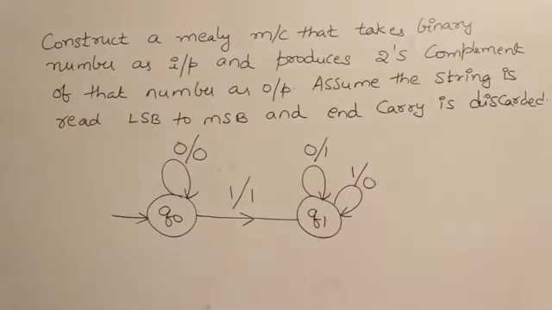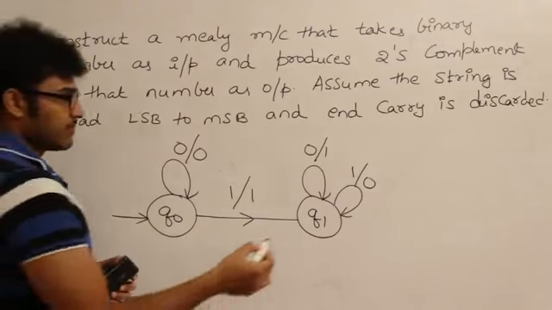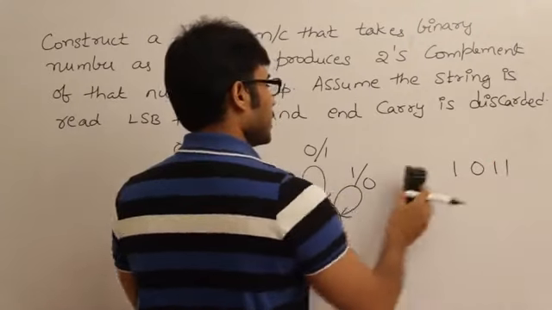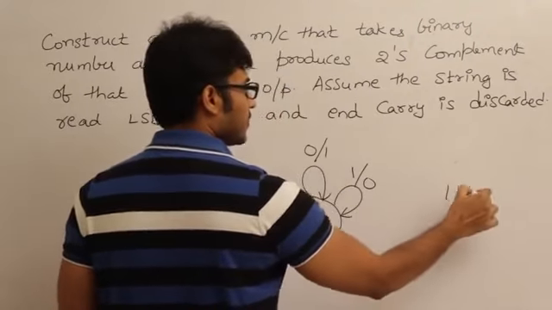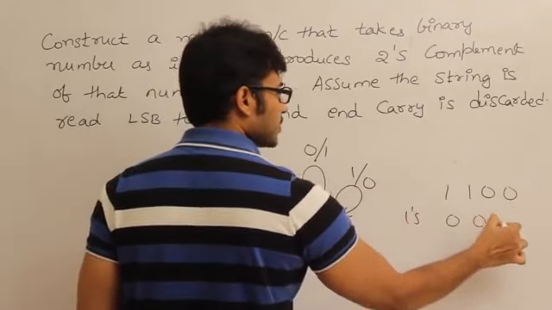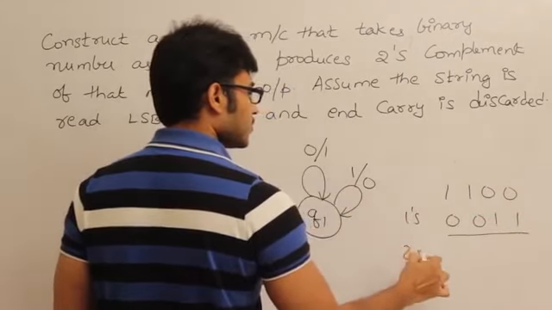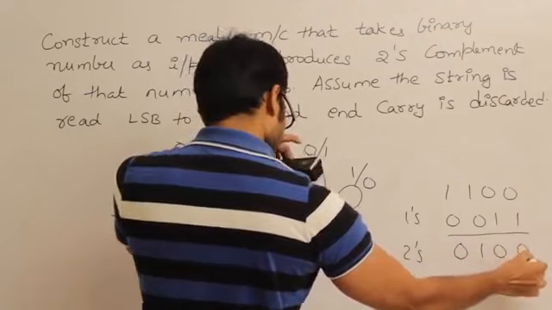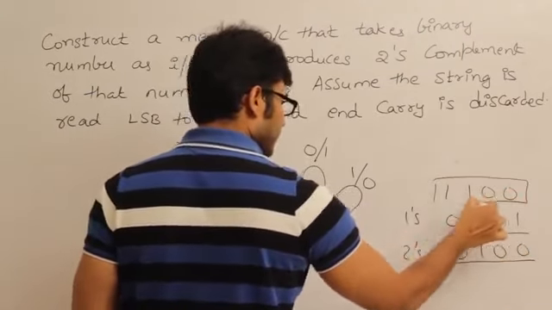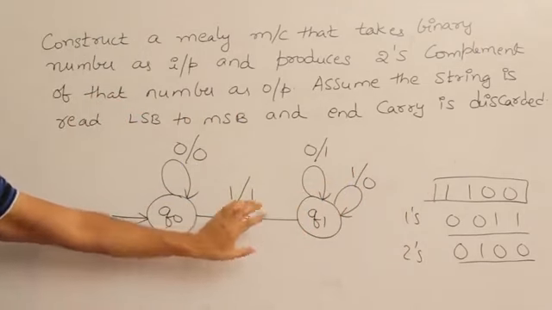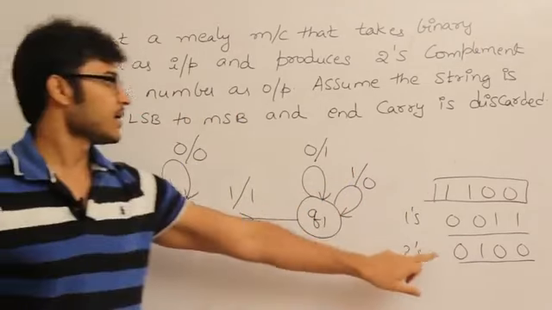So to explain this, I'll take an example. Let us say the example is 1 0 1 1, or maybe I'll take another example, 1 1 0 0. What is the 1's complement of it? The 1's complement is 0 0 1 1, and the 2's complement of it is 1 0 1 0 0, right? So I'll take this number 1100 and give it to this Mealy machine, and I'll get this output.